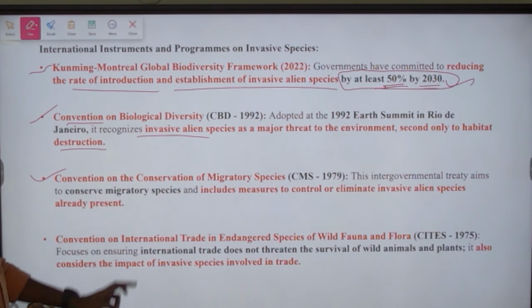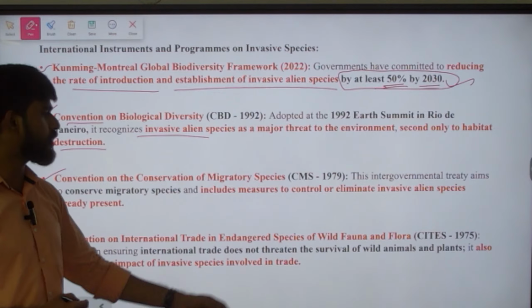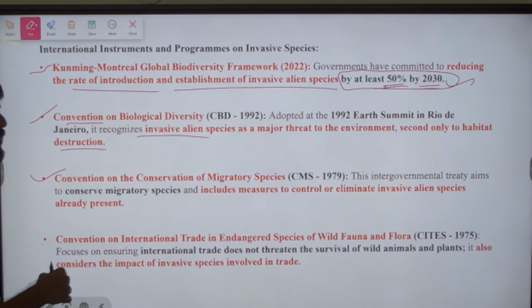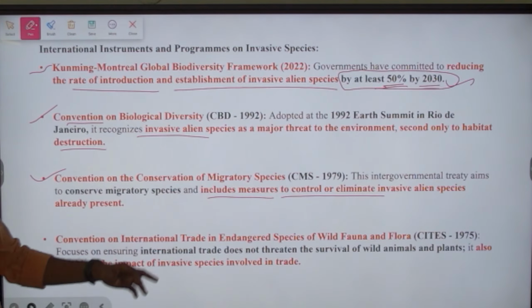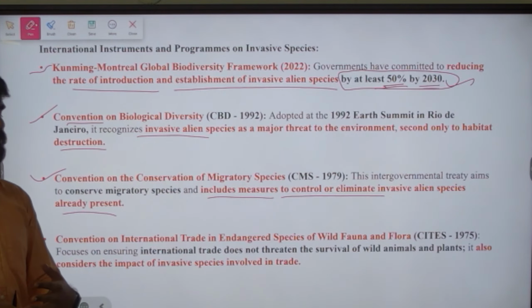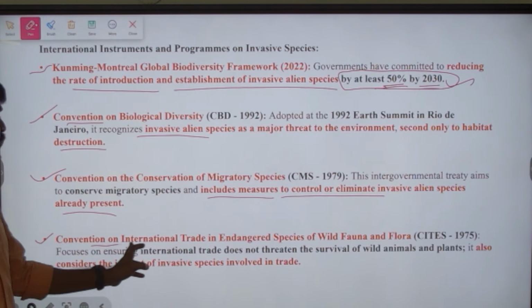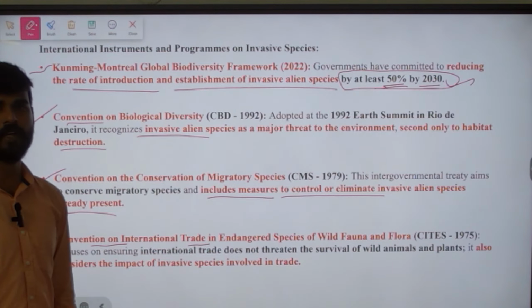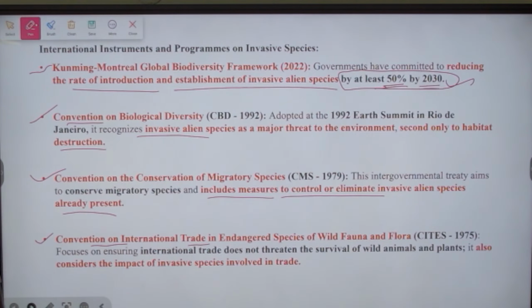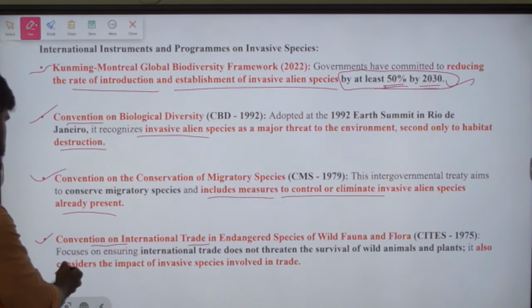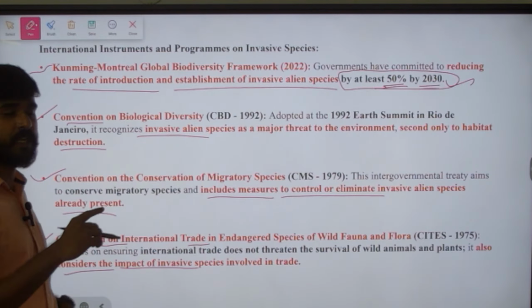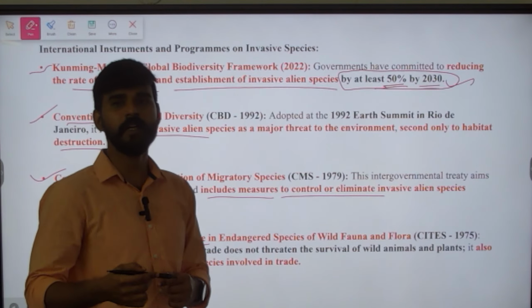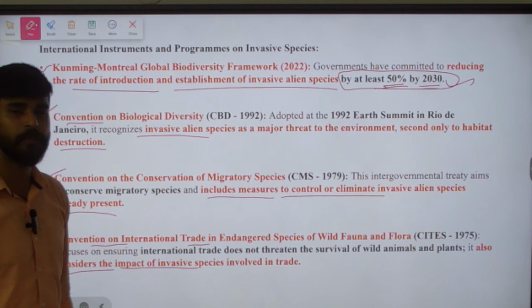Then there is the Convention on Conservation of Migratory Species, CMS, in 1979, which includes measures to control or eliminate invasive alien species which are already present. Then there is the Convention on International Trade in Endangered Species of Wild Fauna and Flora in 1975, which also considers the impact of invasive species involved in trade.